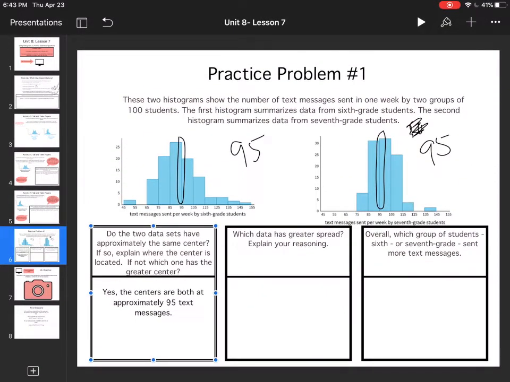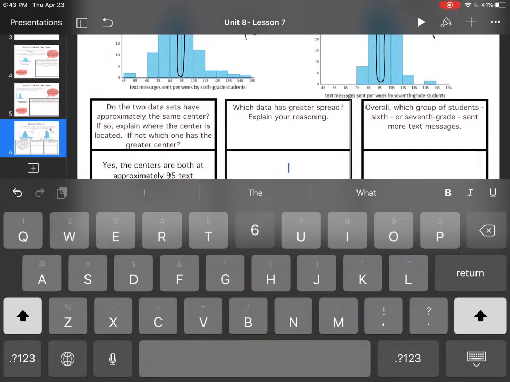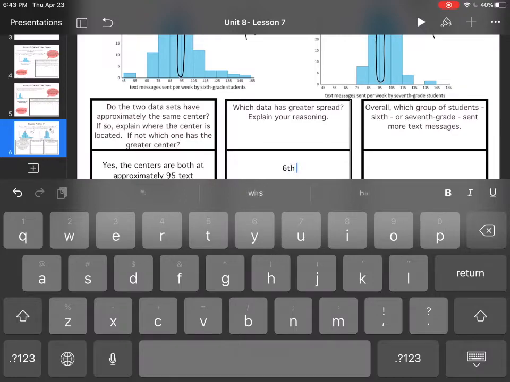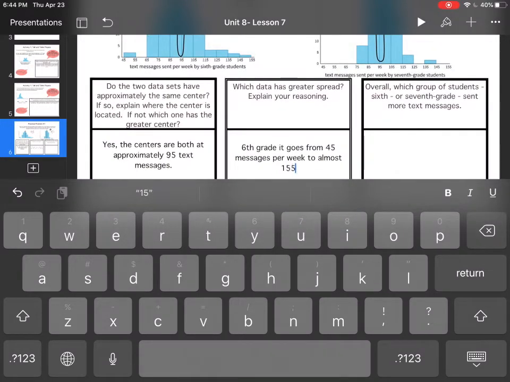Okay, which data has the greater spread? Well, definitely 6th grade, because they go anywhere from 45 to almost 155. So 6th grade goes from 45 messages per week to almost 155 messages per week. So they have the greater spread.